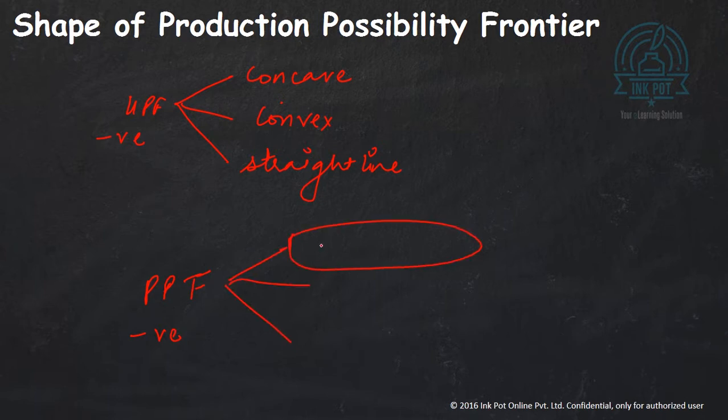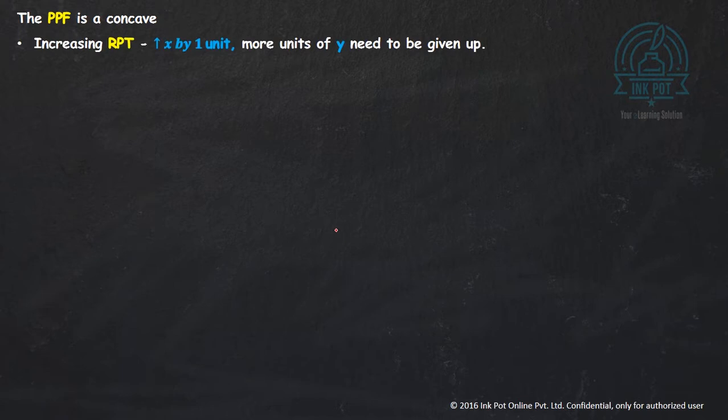But we are saying the PPF is mostly concave, and we want to figure out what the reasons are which make it concave. Having said that, it is not true that the PPF will never be convex or a straight line. The PPF can be convex or a straight line too, but mostly it is concave. So we study the reasons for how it becomes concave. The first reason for the PPF to be concave is that there's an increasing RPT.